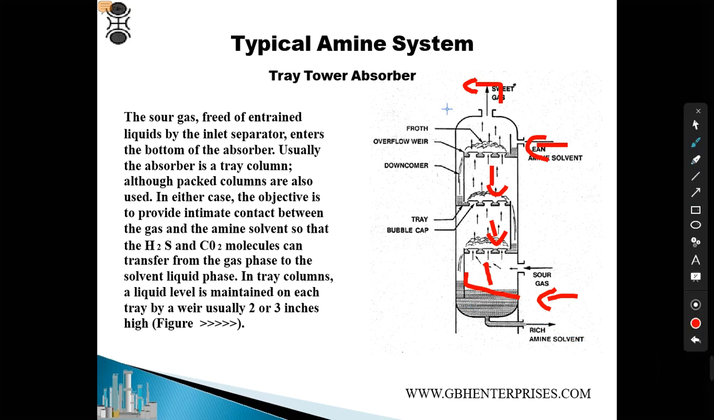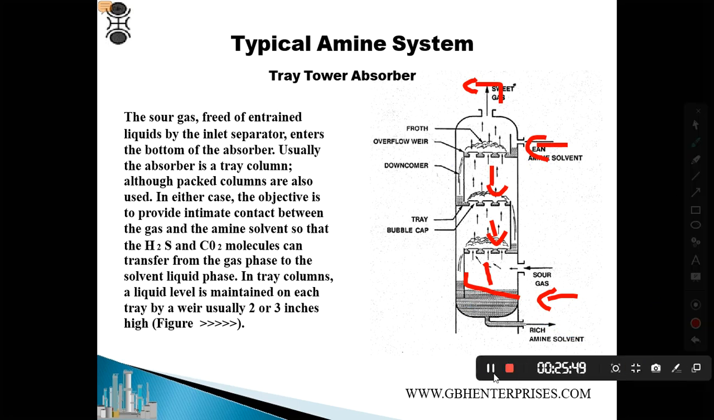So now I will show you a video of the amine tower and the amine process before we go ahead and work further on this amine process.